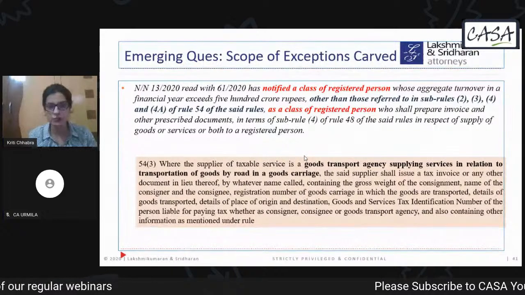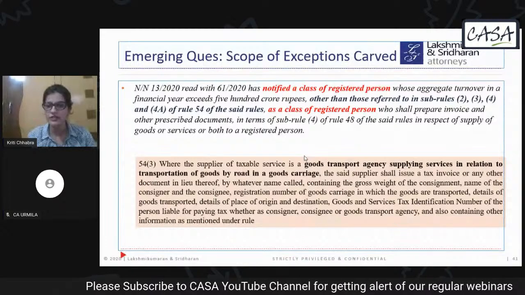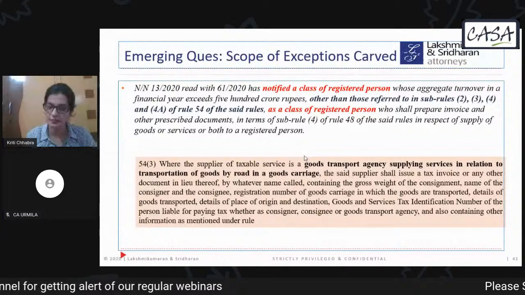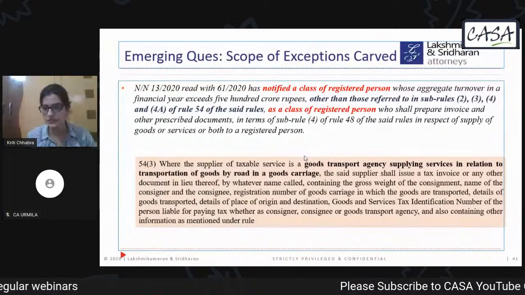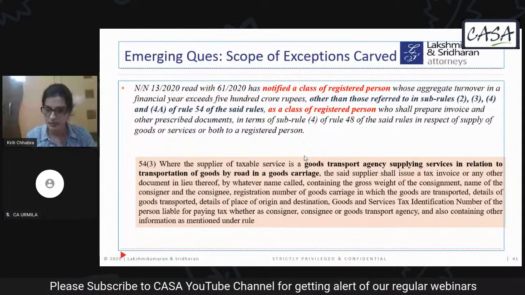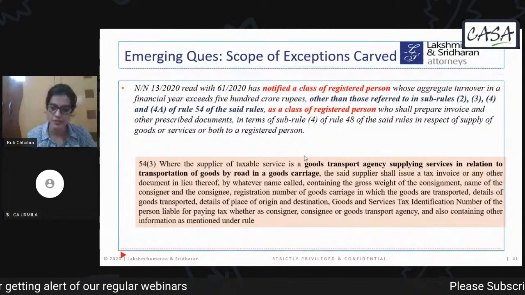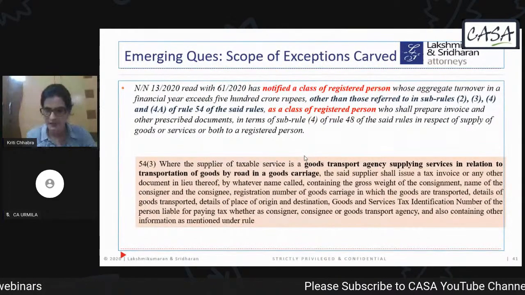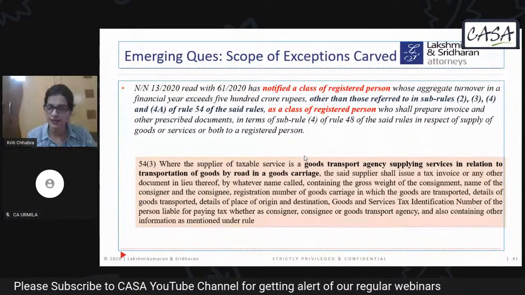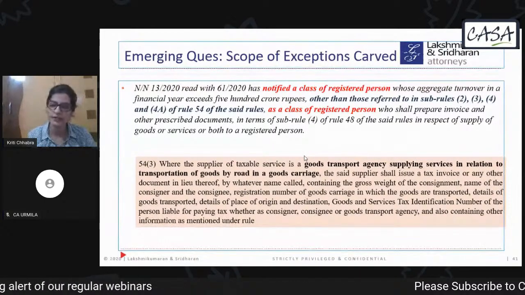But if we actually see Rule 54(3), for instance, it talks about a document or a supply. For example, it talks about where the supplier of taxable service is a goods transport agency supplying services in relation to transportation of goods by road in a goods carriage, and it can issue a document in lieu of a tax invoice which shall contain the following specific details. So this Rule 54(3) is qua the supplies of a taxable person. This is not applicable for all the activities made by a notified class of registered person.